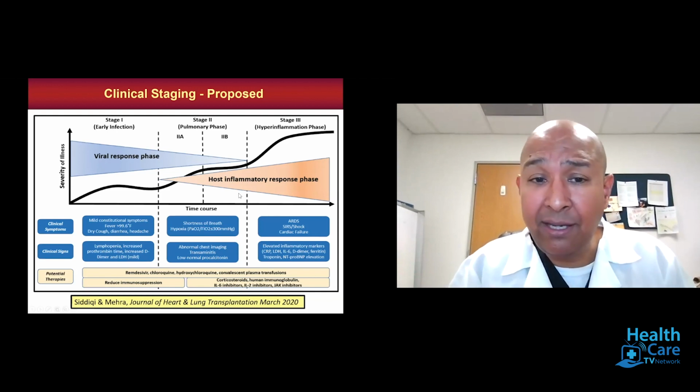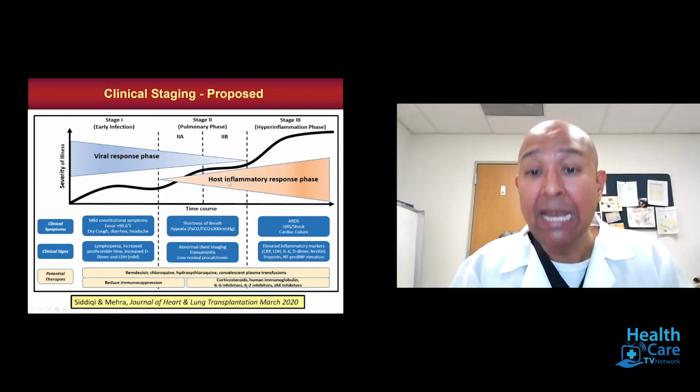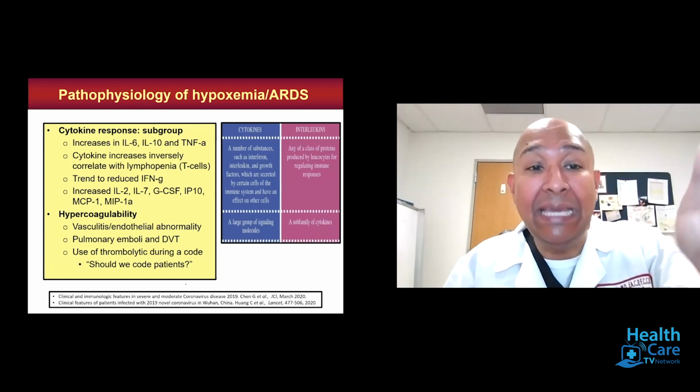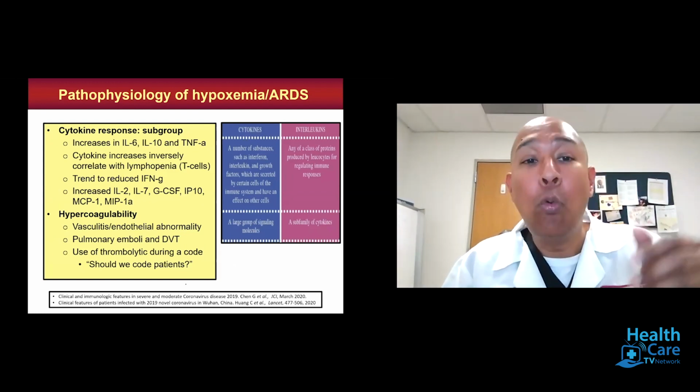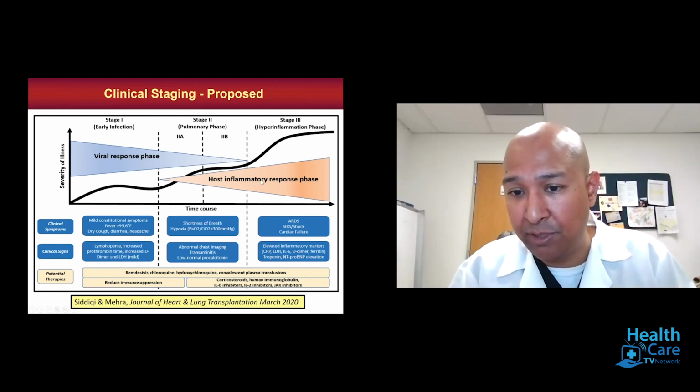But then right here, notice how the viral response is causing a lot of the problems, but right around phase 2, it's now the host inflammatory response. And it's during this host inflammatory response where you're getting that cytokine response, when you're getting the increase in these interleukins during this host inflammatory response.